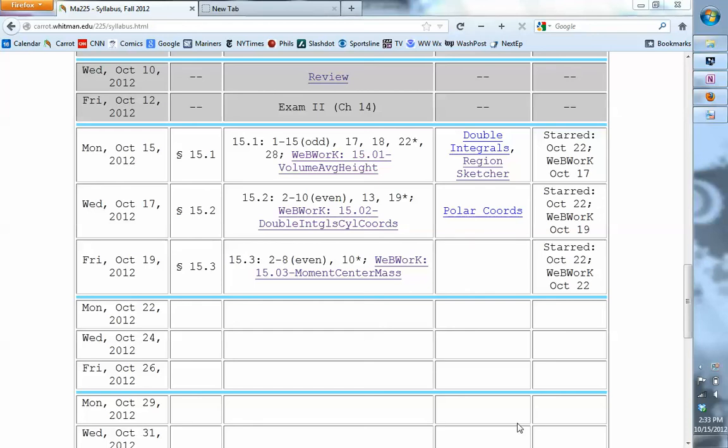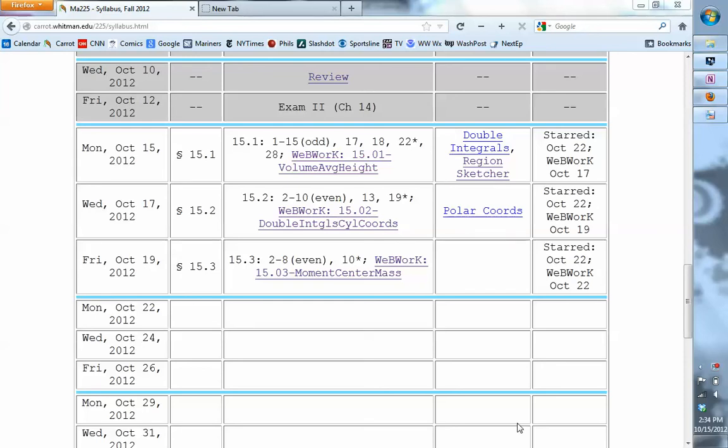We're going to try to do 3 sections. The web work is all there and ready to go. I've got some supplemental material on the right-hand side there. Double integrals and polar coordinates are both videos, actually several videos from the Khan Academy. So if you're looking for a different perspective on the material, you can watch those videos.